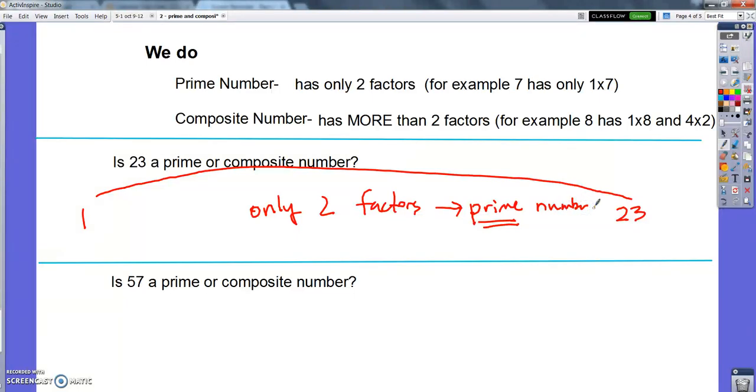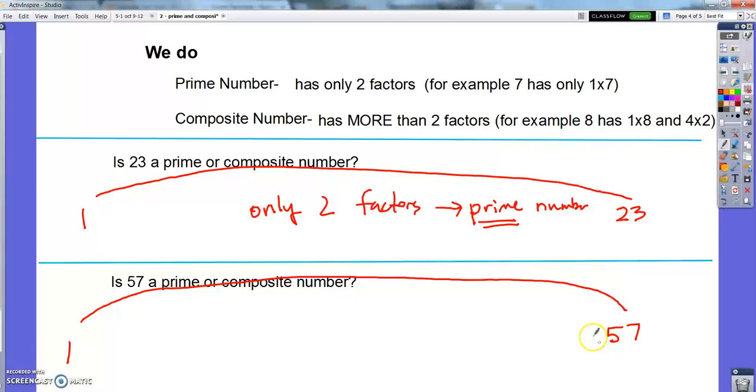All right, let's try 57. See if 57 is prime or composite. So I know it's going to be 1 times 57. Now 57 is a big enough number that I don't know every single multiplication fact up that high. Here it is. I even know my 2's up to 24. So these were easy to do in my head. 57, like I don't know my 2's and my 3's and my 4's up to 57. So I'm going to have to do some division to check.